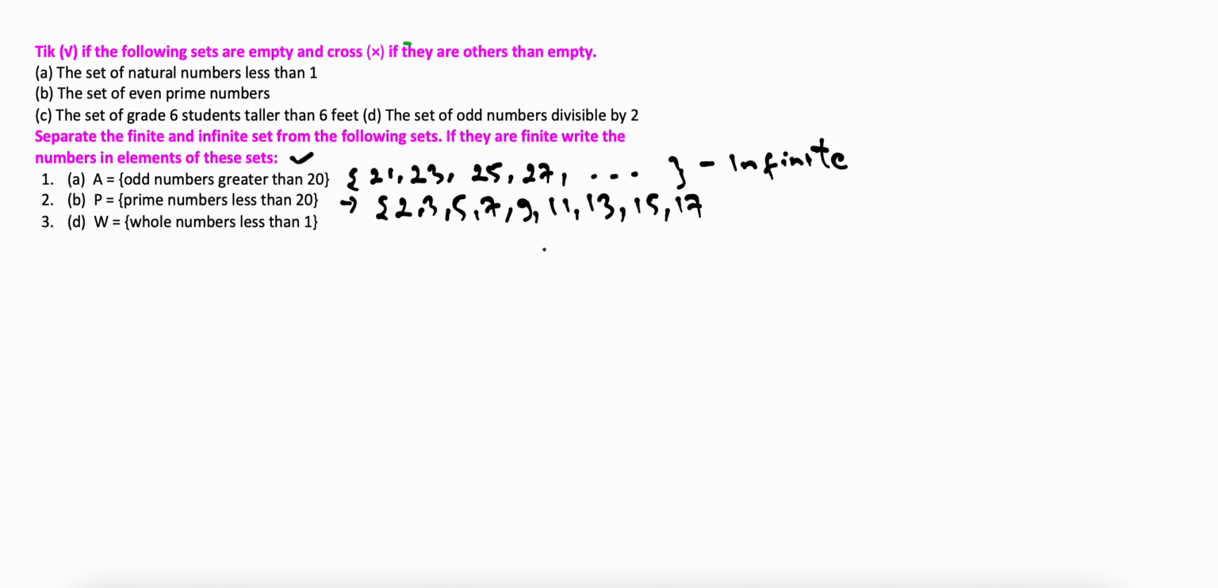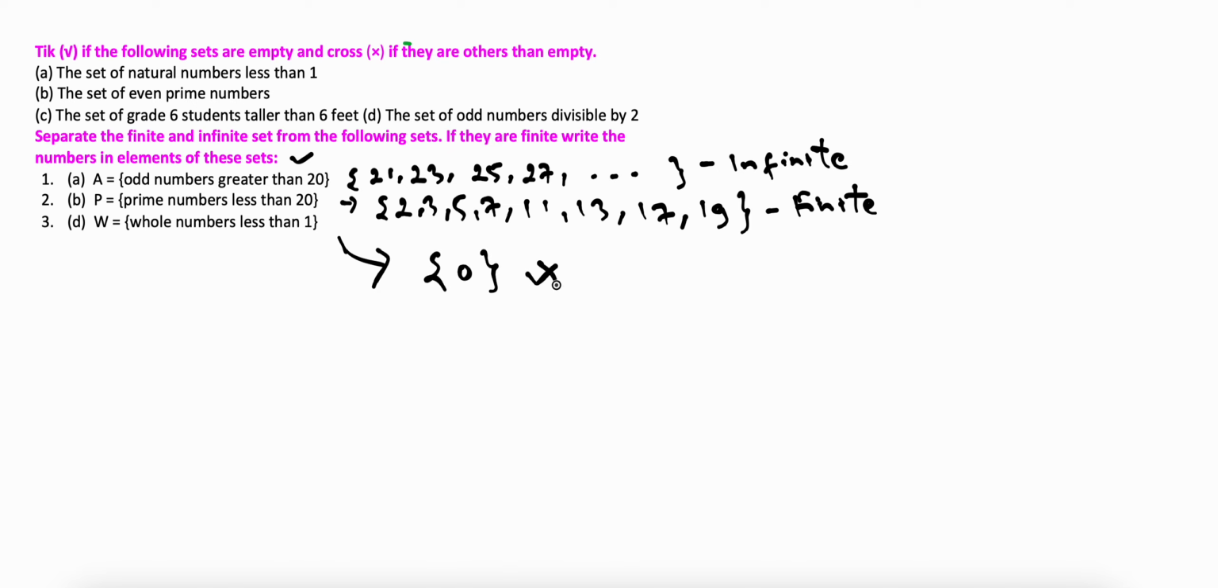Oh, this is a mistake. So I made a mistake. I have to write the prime numbers 2, 3, 5, 7, 11, 13, 17 and 19, okay. So it is finite. And the last one is the whole numbers less than 1, it is 0, so it is also finite. This much for now.